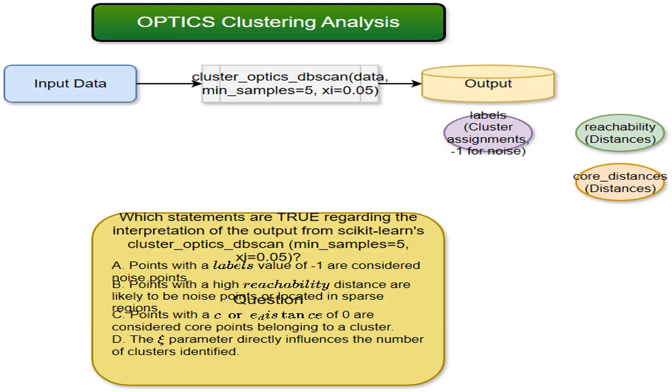Statement B tackles the interpretation of reachability distance. High reachability implies a point is far from its nearest cluster, hinting at it being a noise point or situated in a sparsely populated area of the dataset. Think of it as how reachable a point is from the densely populated areas.